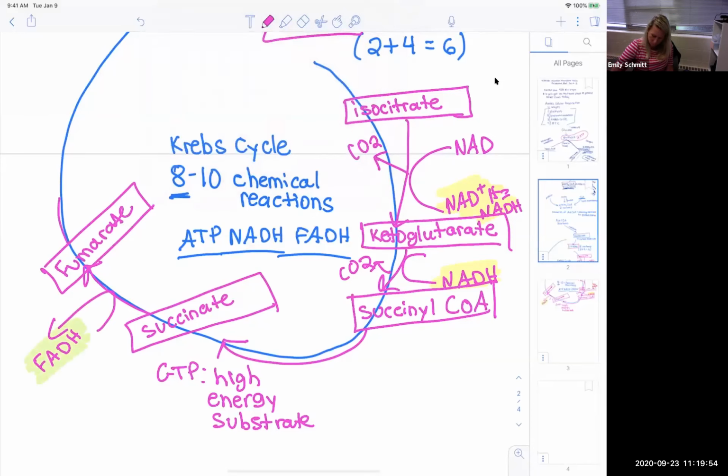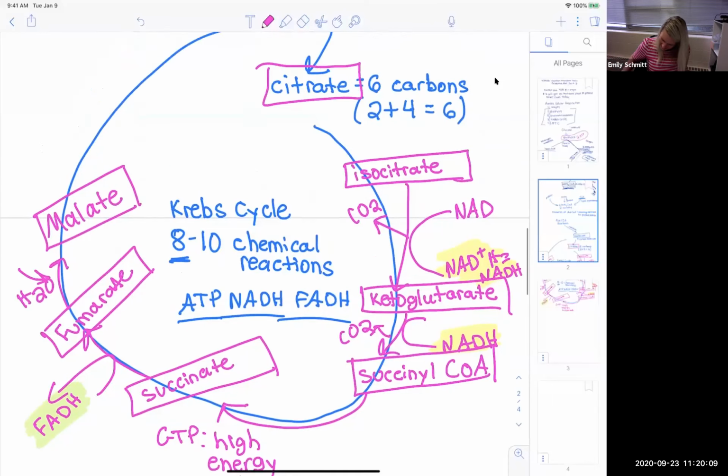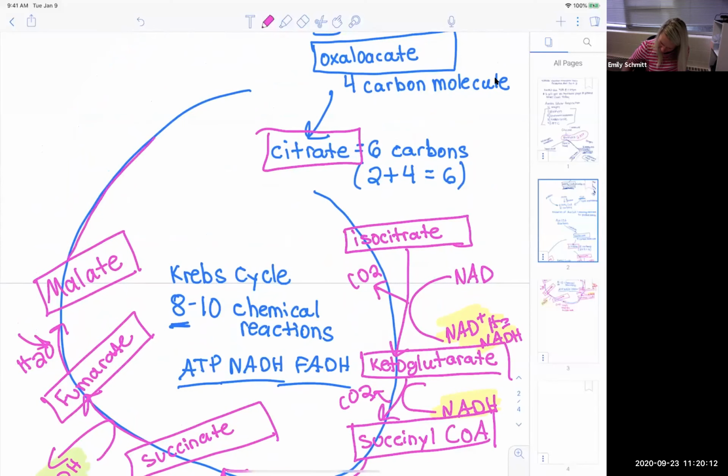Okay, we're almost there. Then we're going to go to malate. We're actually going to pick up some water here to help this reaction go. And then finally, malate is going to go right back to oxaloacetate. So oxaloacetate starts this reaction after acetyl-CoA, and the Krebs cycle also ends with oxaloacetate. So at this juncture as well, we have another NADH.